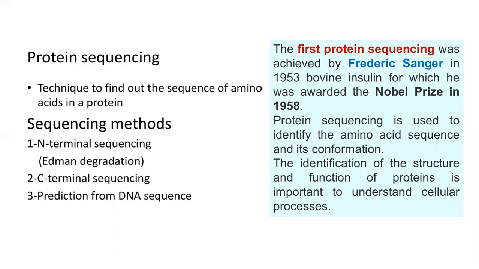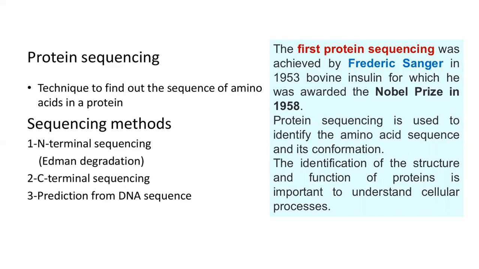And the whole story began with the first protein sequencing of insulin by Frederick Sanger in 1953, when he tried to elucidate the amino acid sequence present in bovine insulin. And for his work, he was awarded the Nobel Prize in chemistry in 1958.